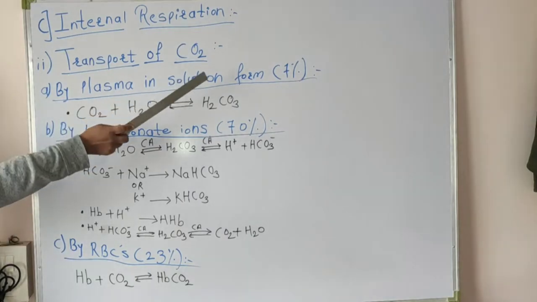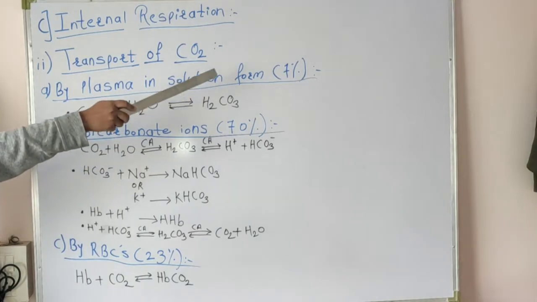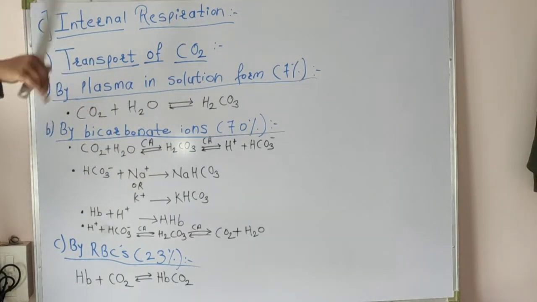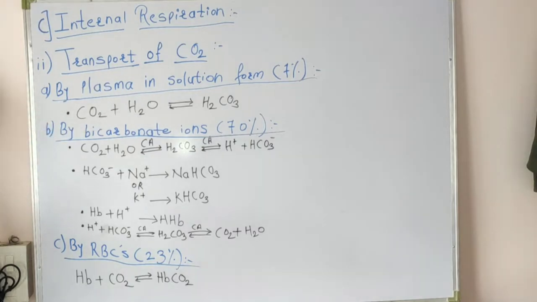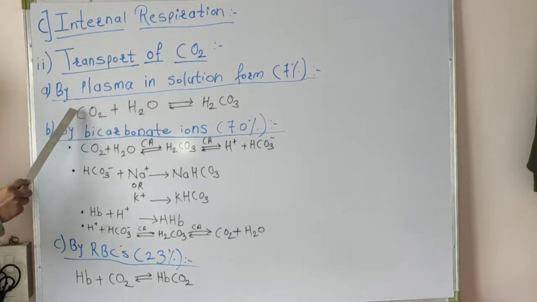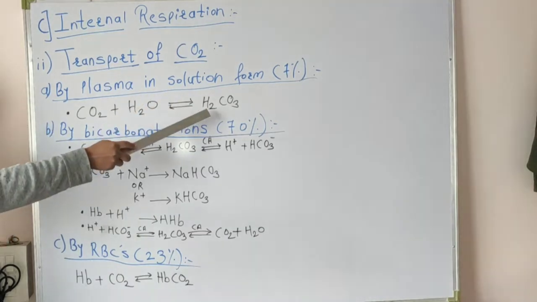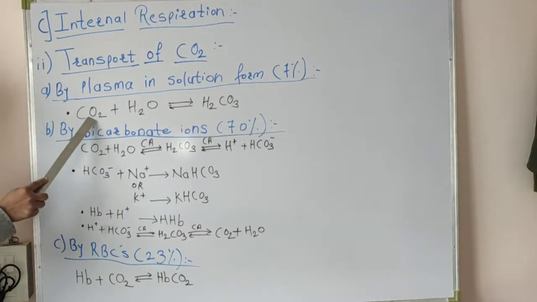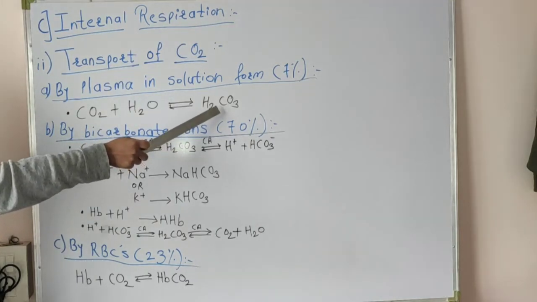You can see I have written here that bicarbonate in plasma, in solution form, is only 7%. That means only 7% of carbon dioxide gets transported in a dissolved form and in the form of carbonic acid. I have already told you that this carbonic acid breaks down into carbon dioxide and water, and that's why carbon dioxide gets dissolved and forms carbonic acid.